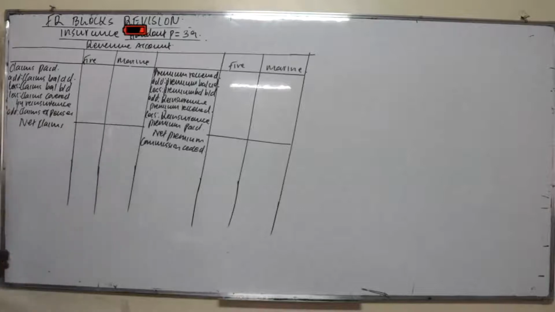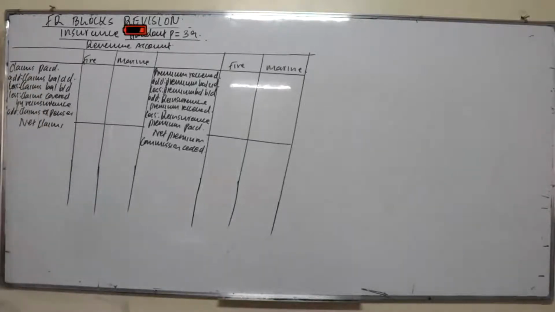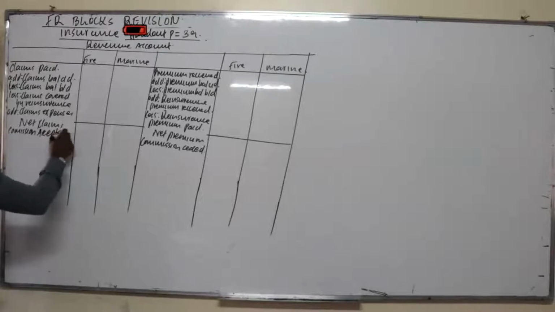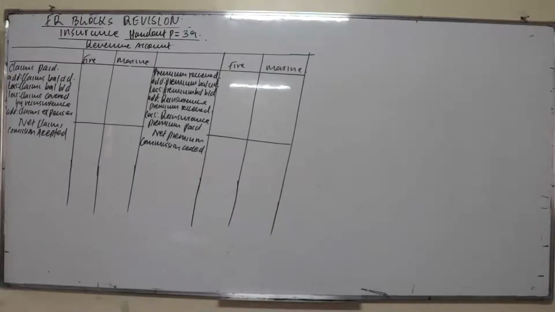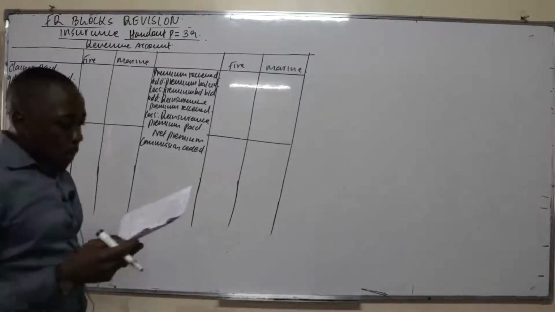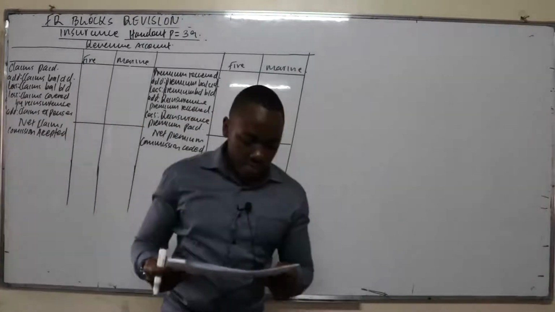Now, once you get the net claims, you can add other specific expenses, such as commission accepted. Also, in case there is an auditor's fee or management fee, based on the information provided. So now let's go through that question.